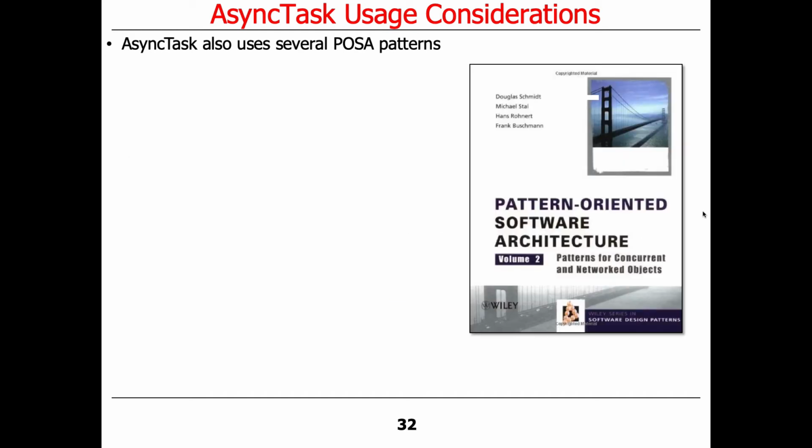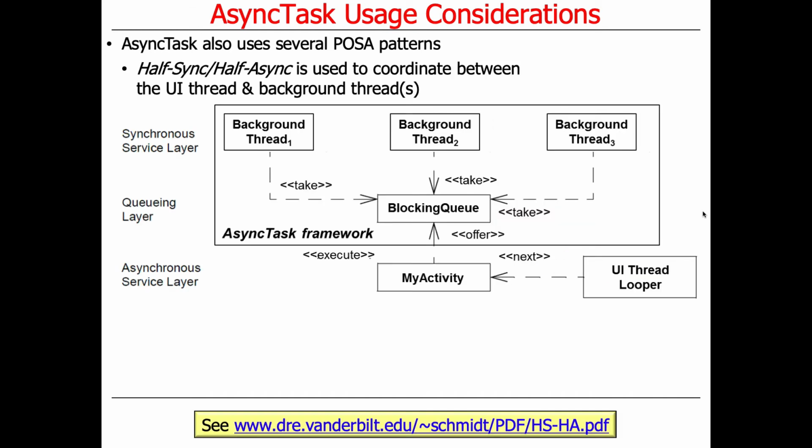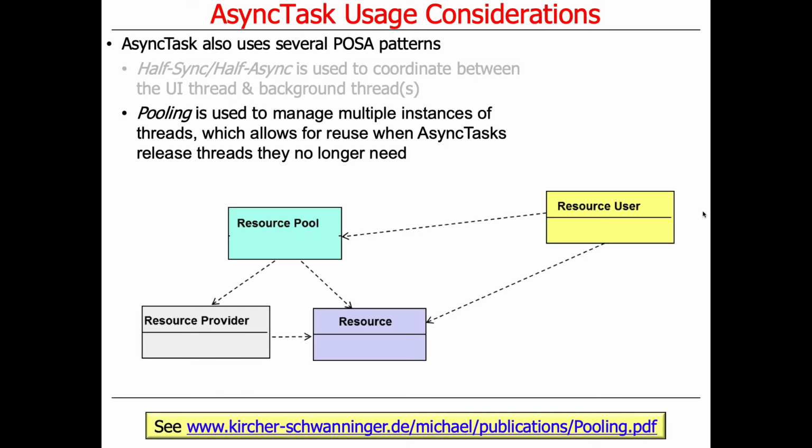It also uses several pattern-oriented software architecture patterns. This is the book I wrote almost 20 years ago now, that focuses on concurrent programming. It uses the half-sync, half-async pattern to coordinate between the user interface thread, which is the half-async part, and the background threads, which are the half-sync parts. You might want to take a look at this pattern. It's also in the book. The AsyncTask framework basically has the UI thread being the asynchronous portion, and the threads in the pool are the synchronous portion, and the queue used to mediate access between the two layers is the queuing layer part. That's kind of cool.